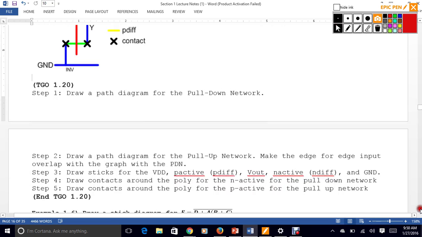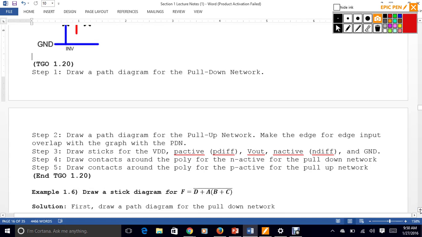Step two is to draw the path diagram for the pull-up network, and I'll give you an example. 1.6 is going to be the exact same problem as 1.5: not (D or A and B or C). Draw the sticks for VDD, P active, V out, N active, and ground. Then draw the contacts for the poly around the N active pull-up network and N active pull-down network. The last stage is to draw the contacts for the poly for the P-active pull-up network. That's 1.20, and I think that'll be where we end.